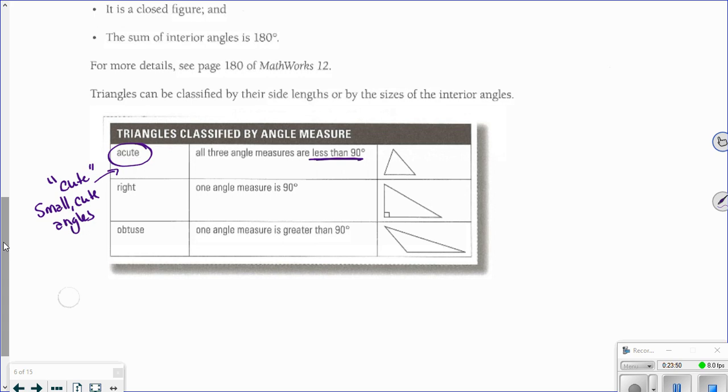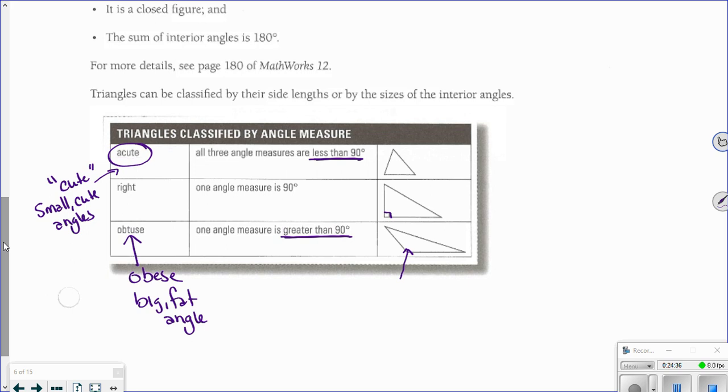A right triangle, you should recognize, always has that right angle symbol in it. And then for me, obtuse sounds like obese. So these are the big fat angles. Those obtuse, obese, fat angles are the ones that are greater than 90 degrees. So in this diagram, this would be this angle right here. It's a big angle, it's obtuse, it's obese, it's bigger than 90 degrees. I don't care how you remember these, but you do have to remember them. You have to know the difference.